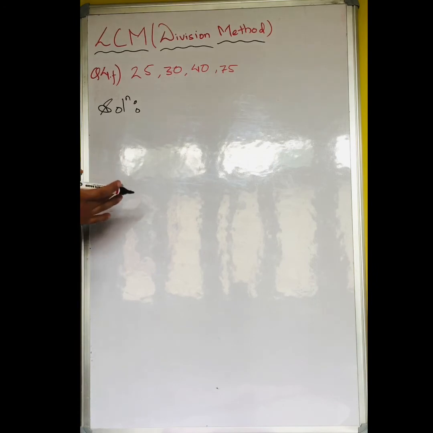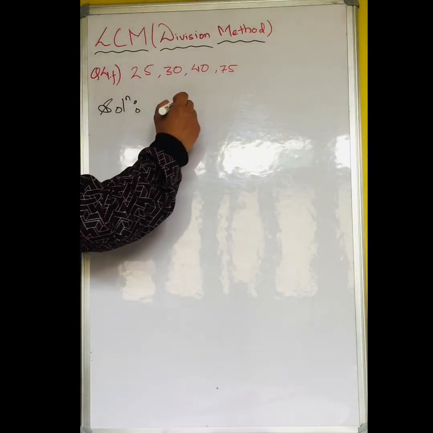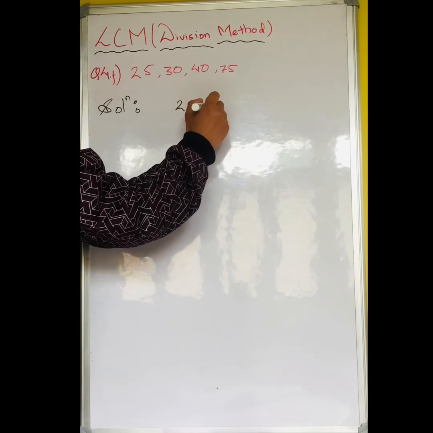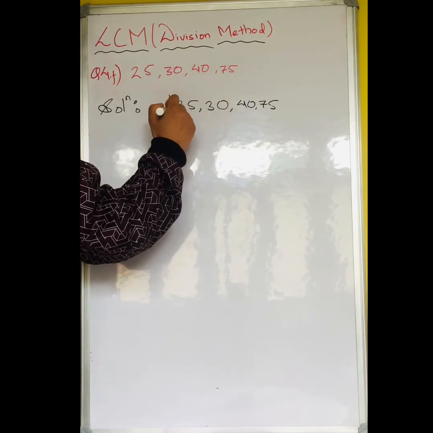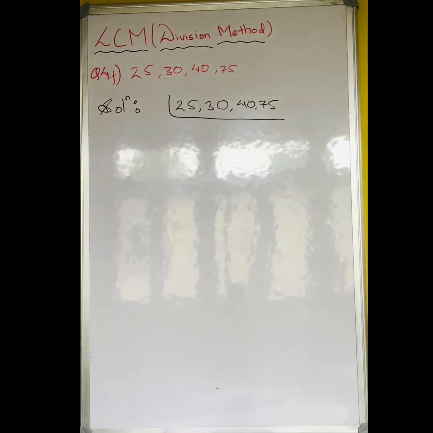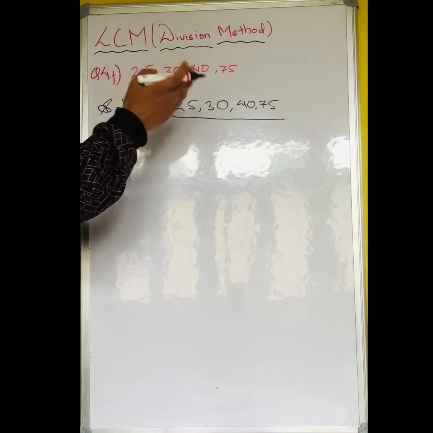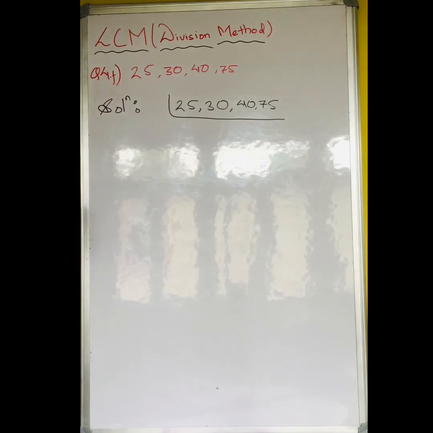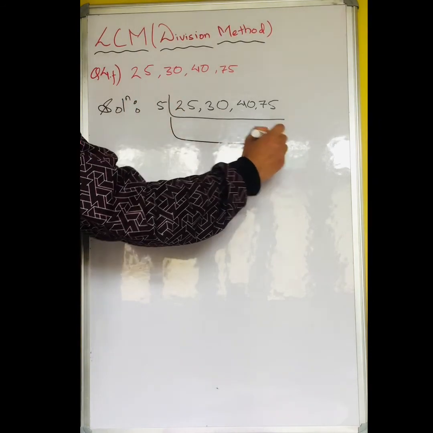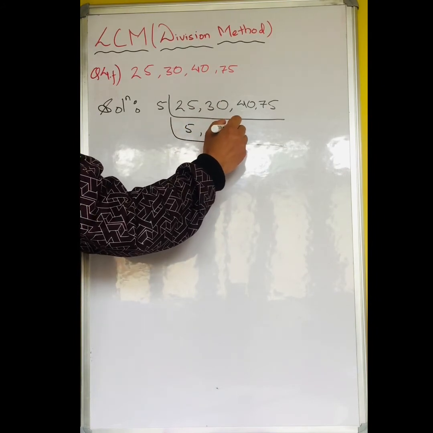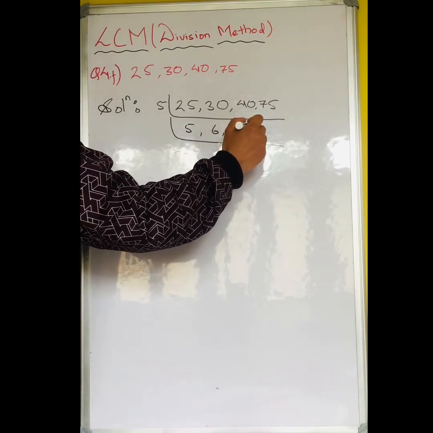In the division method, you have to factorize all the given numbers all together. So 25, 30, 40 and 75, we have to factorize all these numbers at once. All these numbers are divisible by 5: 25, 30, 40 and 75 are all divisible by 5. So I will directly divide by 5. 5 5s are 25, 5 6s are 30, 5 8s are 40 and 5 15s are 75.